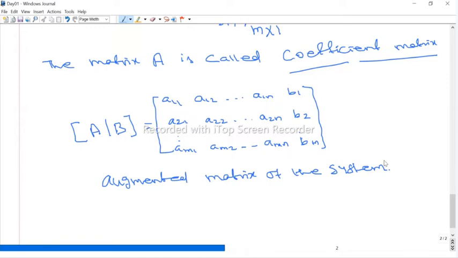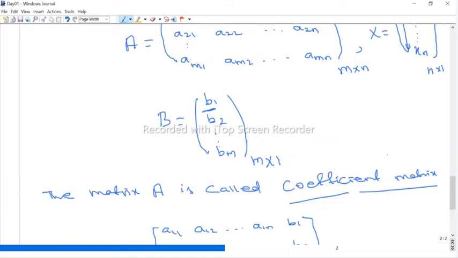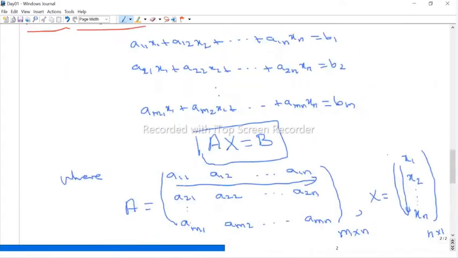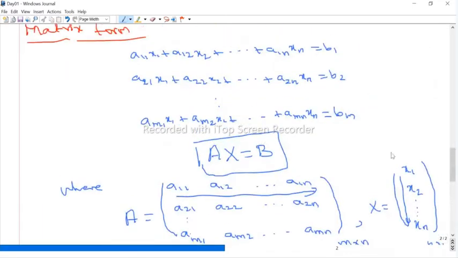Now, how to solve this equation? Usually in numerical methods, you have to eliminate some variables. So here x1, x2, etc., xn are the variables. You eliminate one variable and then solve for the remaining variables, and we will get the solution. That is the method.